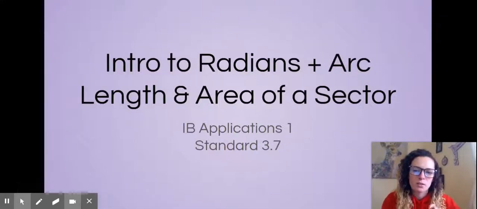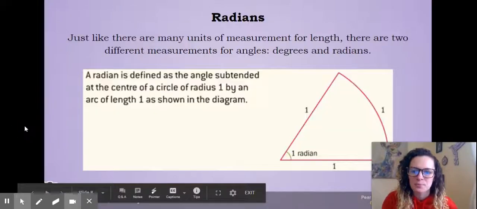What's up, everyone? Today we're going to do a little bit of an intro to radians and how to use them to find the arc length and the area of a sector. So let's get into it.